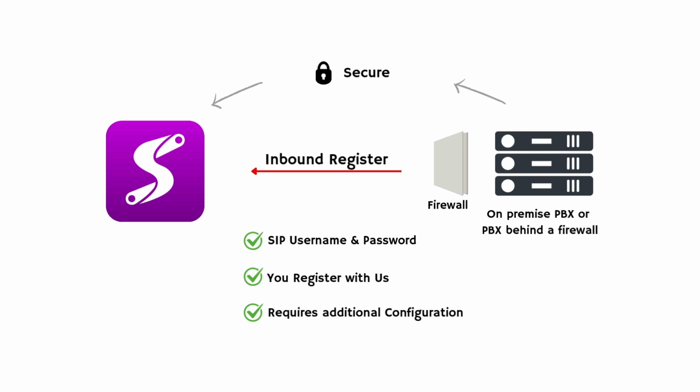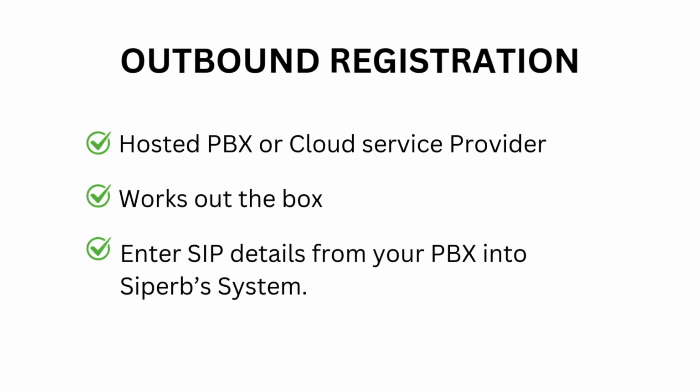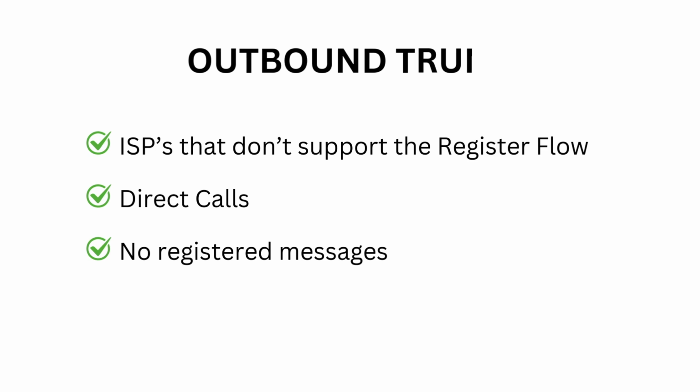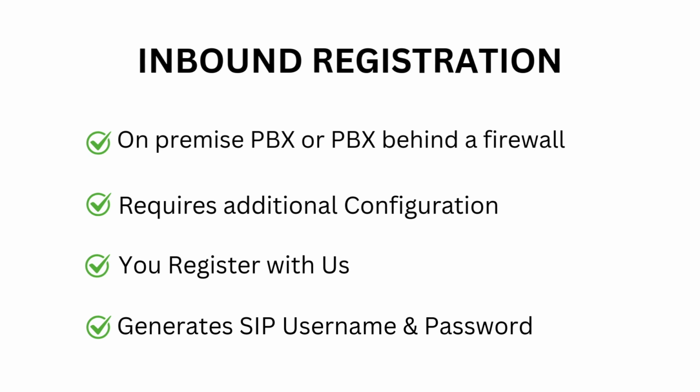So, to recap, 1. Outbound registration is ideal for a hosted PBX or cloud service providers and usually works out of the box. 2. Outbound trunk is great for ISPs that don't support the register flow. 3. Inbound registration is perfect for on-premise PBX or a PBX behind a firewall that cannot be opened, but this does require extra configuration on your PBX.